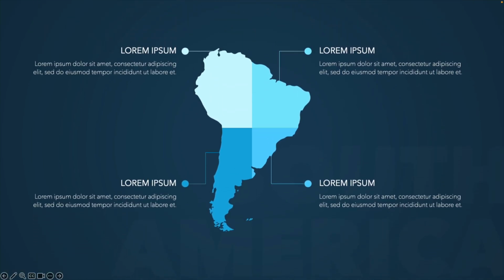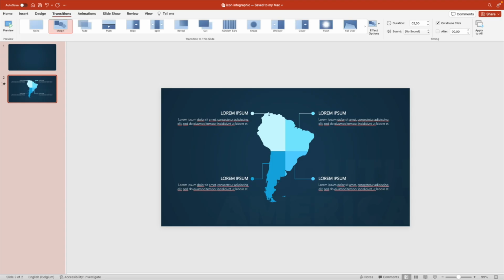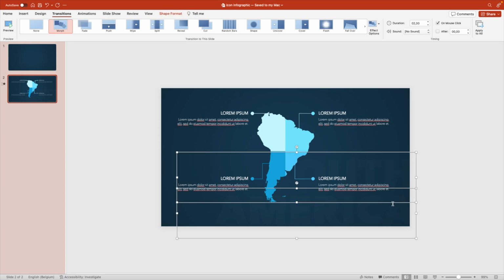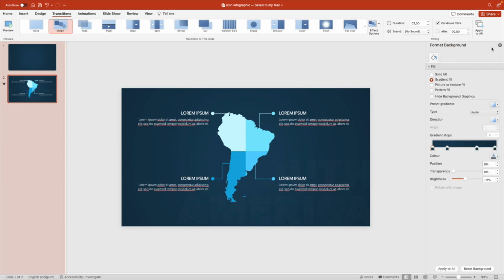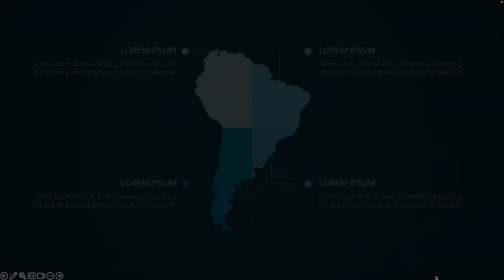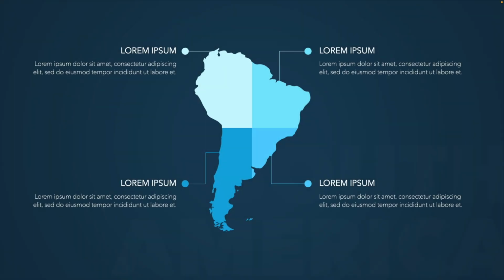If you think that the South America is a little bit too dominant and distracting, you can always select it, right click, format object, text options, and maybe set it to 99. That is quite a difference with the previous one. That way it's more subtle in the background.